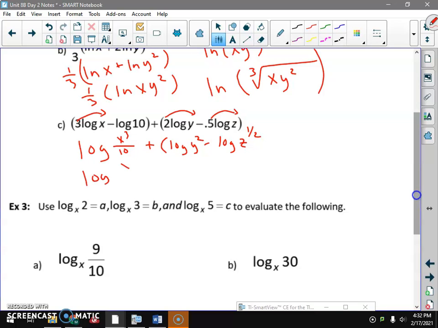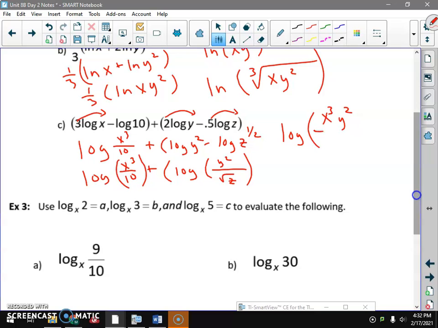Log x cubed over 10 plus log y squared over radical z. And now I can put it all together to a single log. Log x cubed y squared over 10 radical z. Crazy.